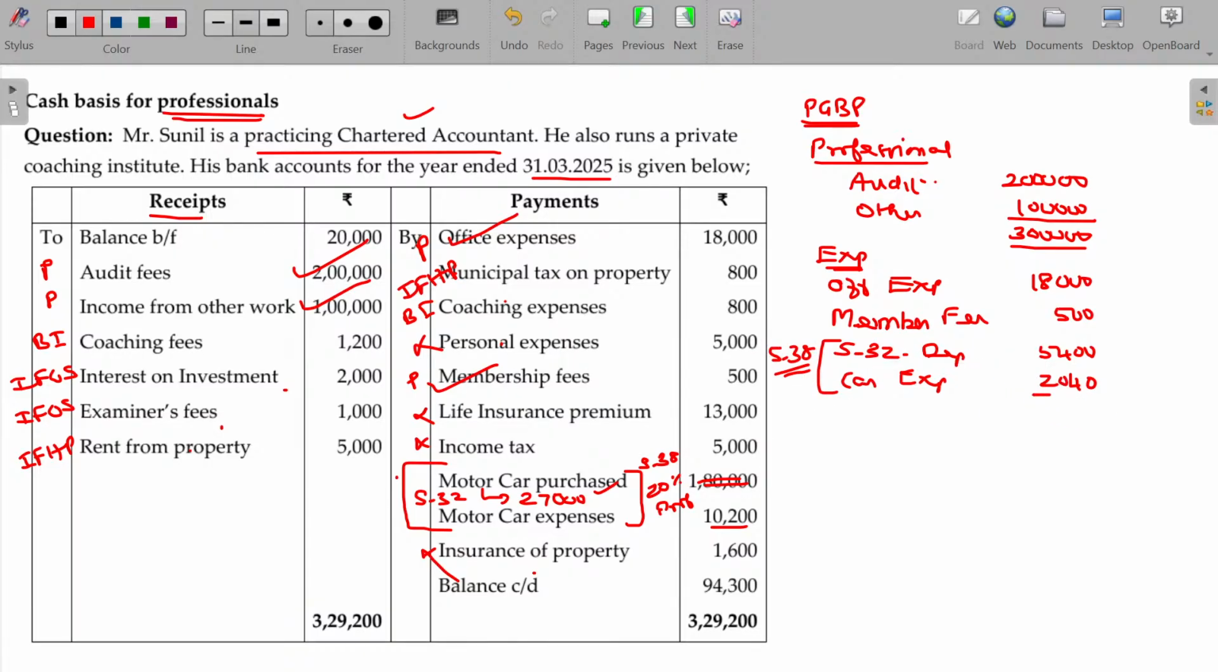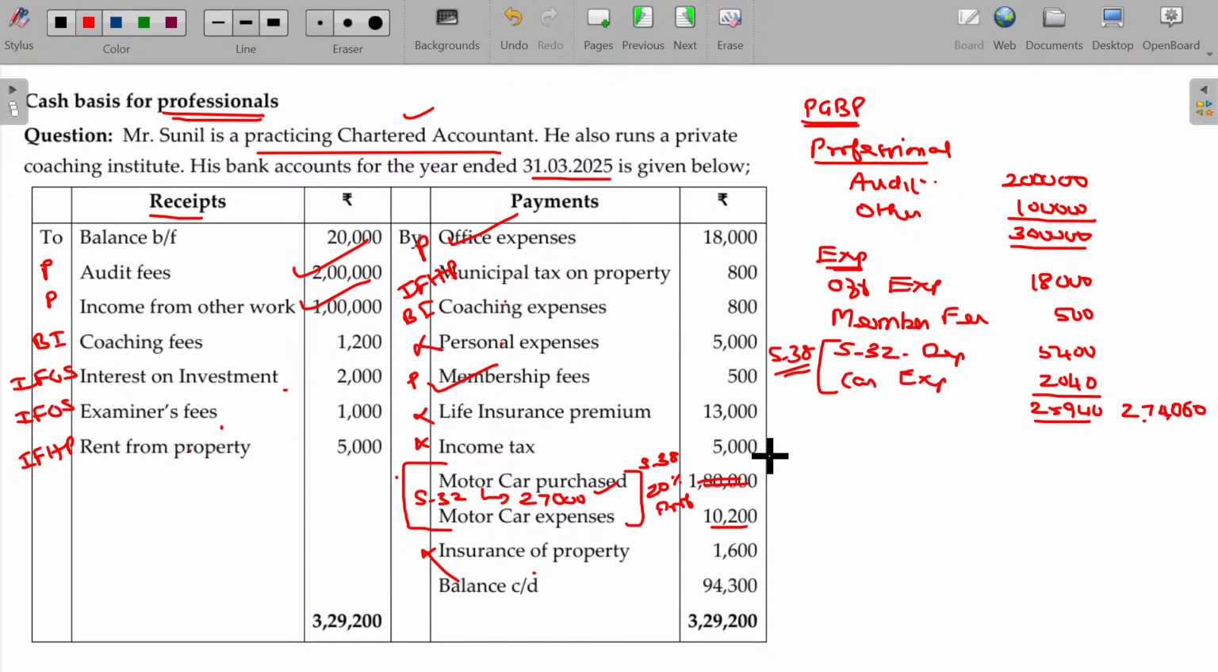What about the total expenses? 25,940. If I subtract 25,940 from 3 lakhs, 2,74,060 will be the value. Professional.